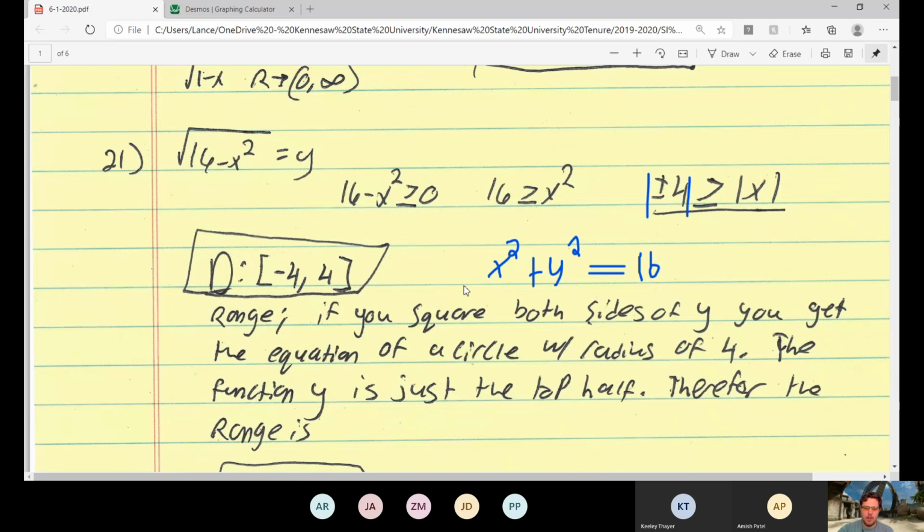So that's the equation of this circle that it would turn into. But x squared plus y squared equals r squared for the radius.